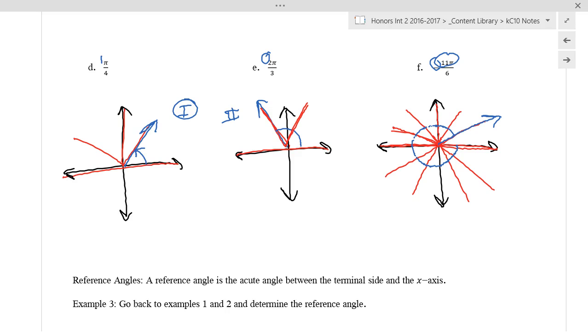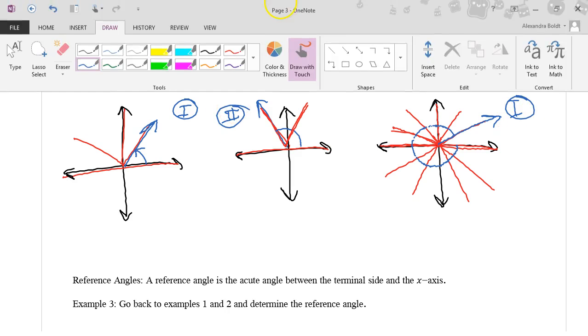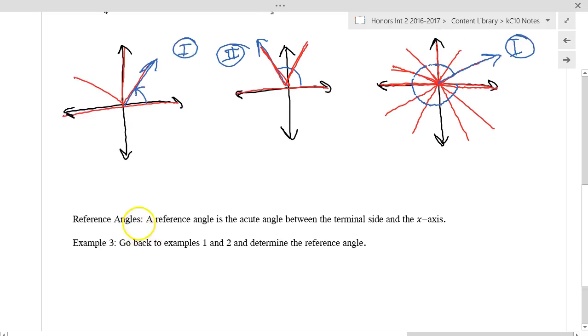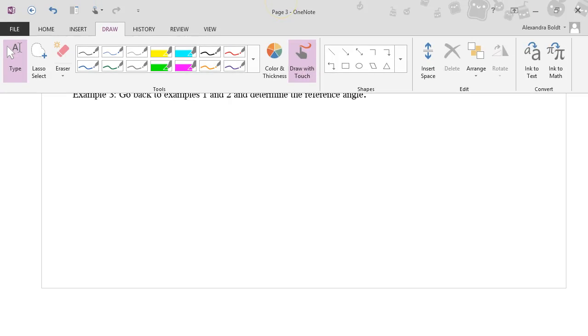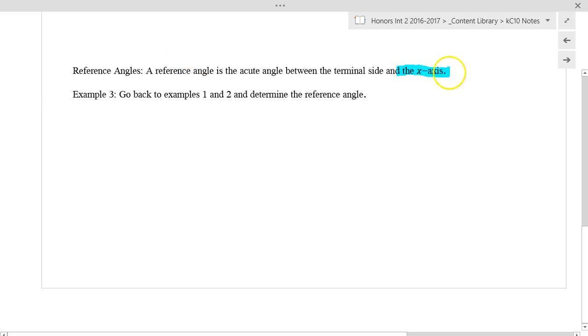And that's it for drawing angles with radians. We did a lot more of those examples because radians are kind of new. Alright, last thing we're going to look at is reference angles. A reference angle is the acute angle between the terminal side and the x-axis. Always the x, never the y. Okay? So let's go back.